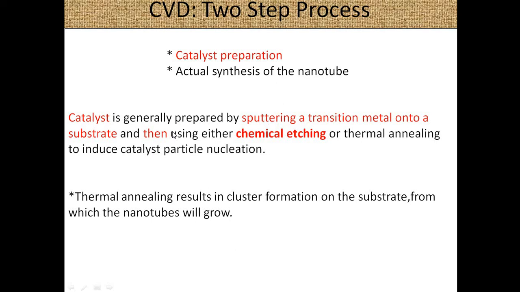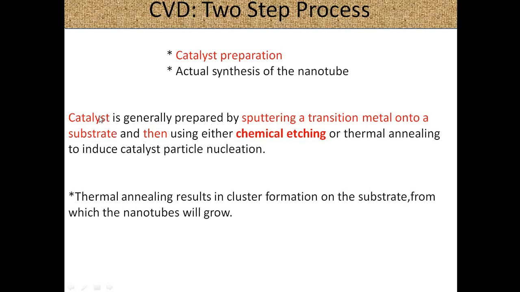What we have to do? We have to sputter, we have to spray the catalyst on the surface of a certain substrate. Then, using either chemical etching or thermal annealing, catalyst particle nucleation is induced. Activation of the catalyst can be done by chemical etching or by thermal annealing. Just add a certain chemical like acids, so the surface will be active, or by thermal annealing, that is thermal heating, we can activate the catalyst. So this is the catalyst preparation, a very important step.